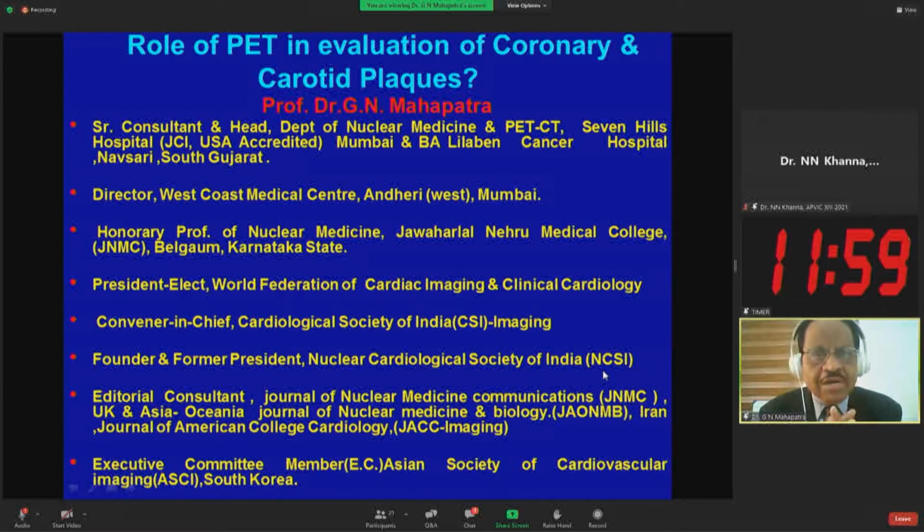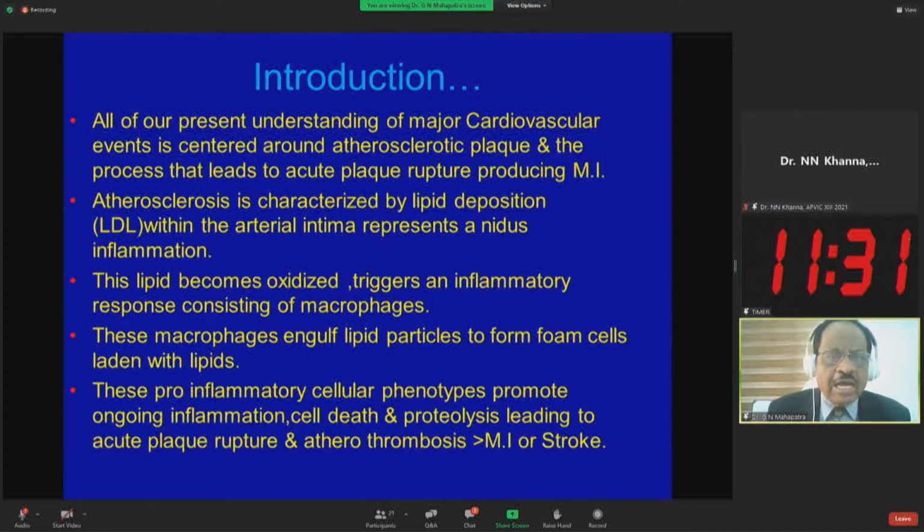In our next 12 minutes, I will be speaking on the role of PET in evaluation of coronary and carotid plaques. We'll start with coronary, and later on I'll show you the carotid plaques also. All our present understanding of major cardiovascular events is centered around the atherosclerotic plaque and the process that leads to acute plaque rupture producing myocardial infarction.